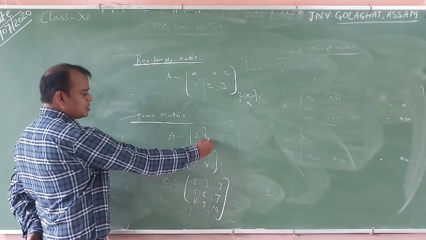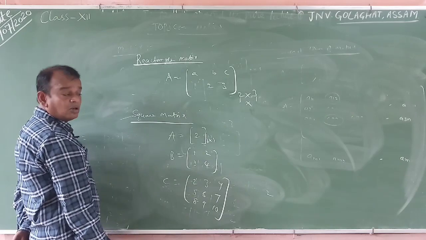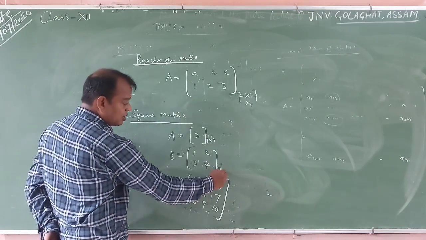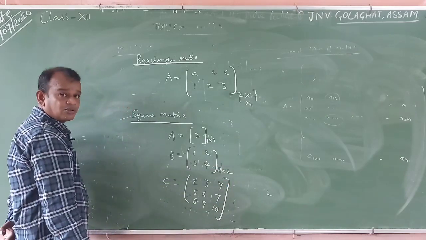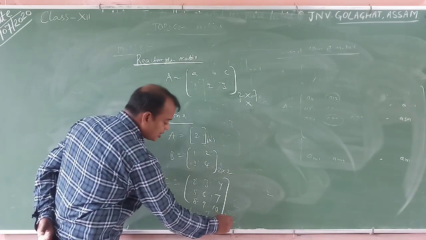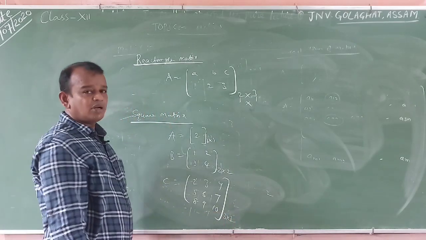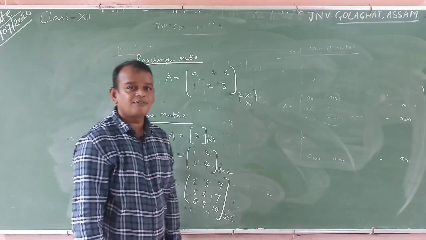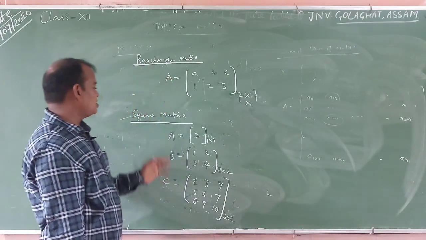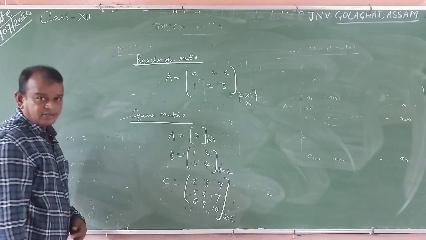This is order 1 by 1. Rows and columns are equal. This is 2 by 2. Rows and columns are equal. This is 3 by 3. Rows and columns are equal. In a matrix, if the number of rows is equal to the number of columns, then the matrix is called a square matrix.